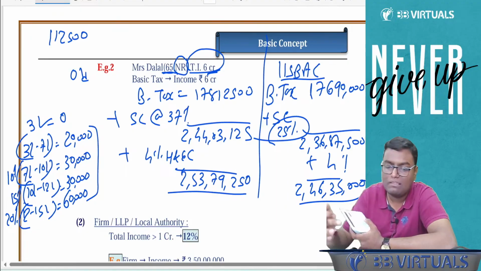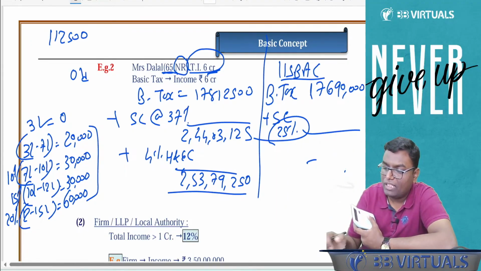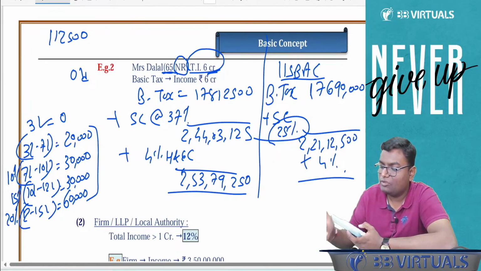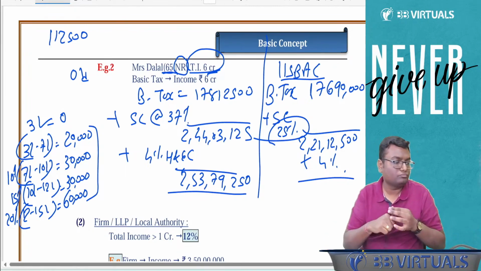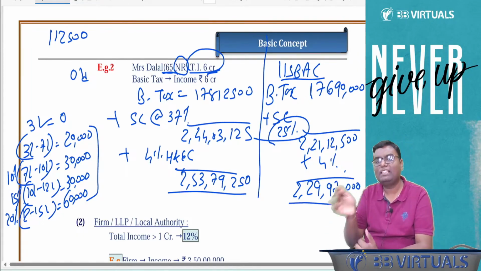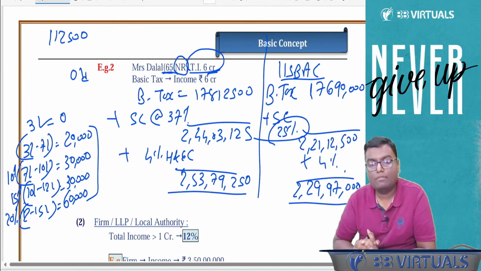On that, 25% will be the rate of surcharge. After adding the surcharge, the amount will become 2 crore 21 lakh 12,500. Plus ultimately I have to add 4% health and education cess. That comes to 2 crore 29 lakh 97,000. This will be the tax payable in case of 115BAC. I hope you are understanding this.